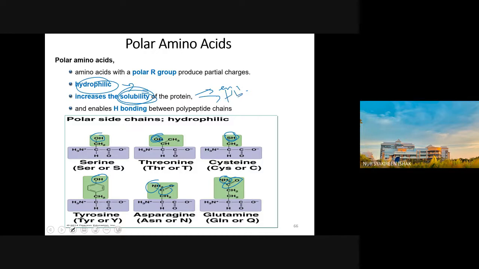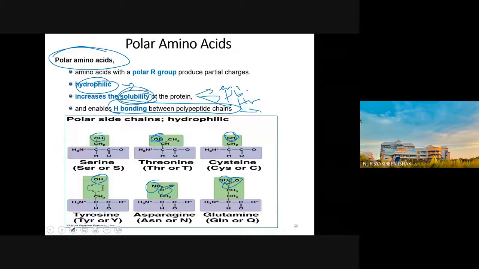Or hormones, okay. So they are proteins where the monomer consists of polar amino acids, so that it causes the protein to be soluble. For example, hormones travel in your body fluid, they travel in your blood. So in order to make sure this hormone travels easily in your blood, it has to dissolve in your blood. So that's why proteins are made up of amino acids that are polar. Okay, and it also enables hydrogen bonding between polypeptide chains.